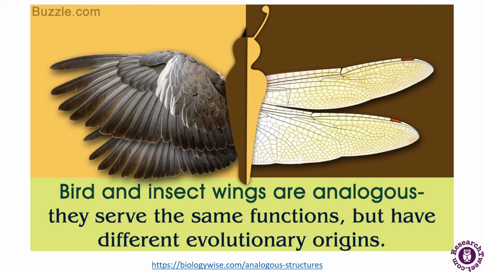Next is about birds and insects. Birds and insects are also analogous in nature because they have wings that perform the same function, but their evolutionary origin is quite different. So this was about this.